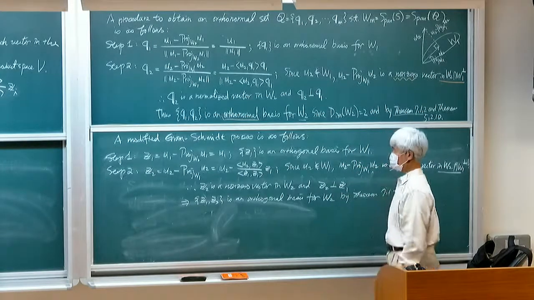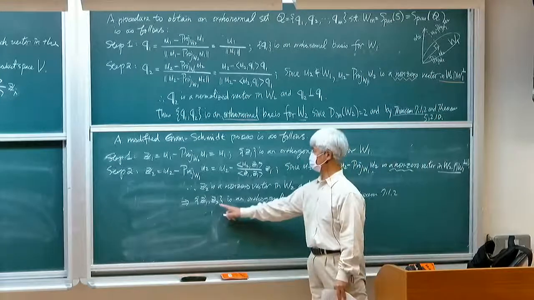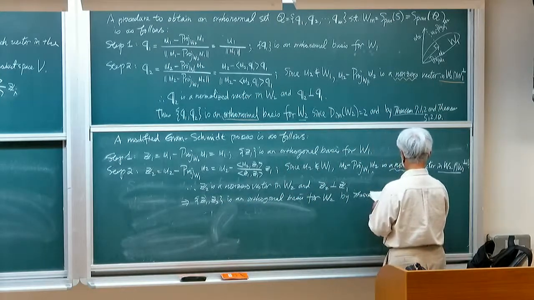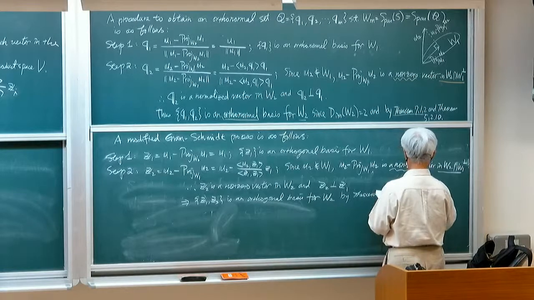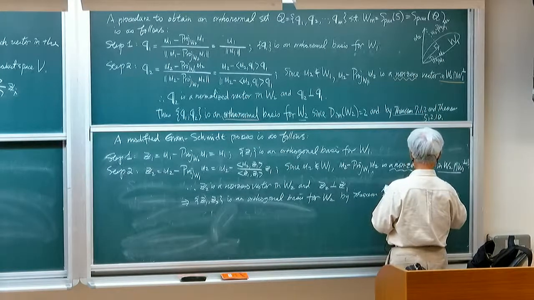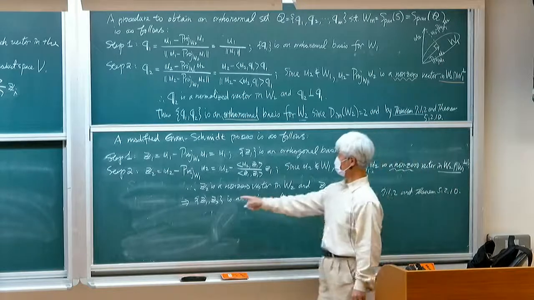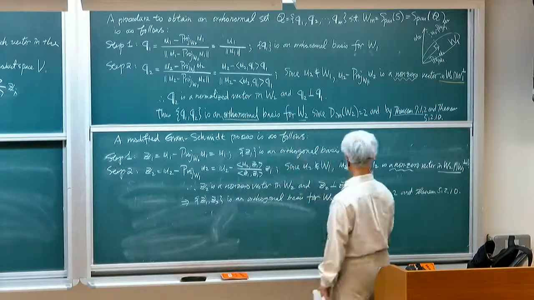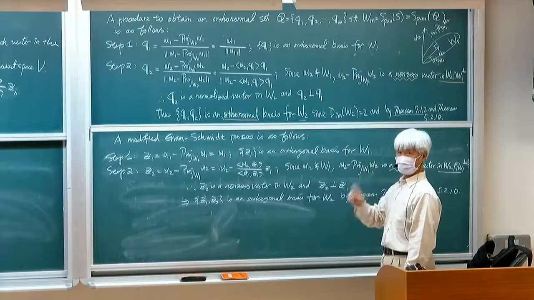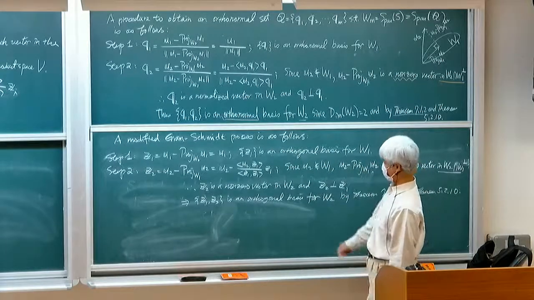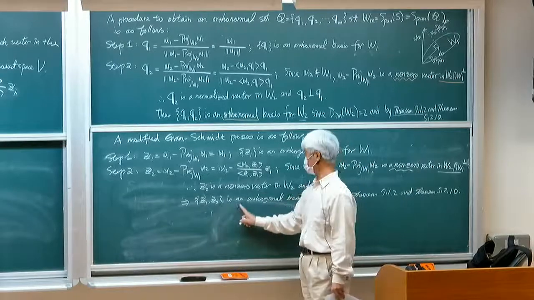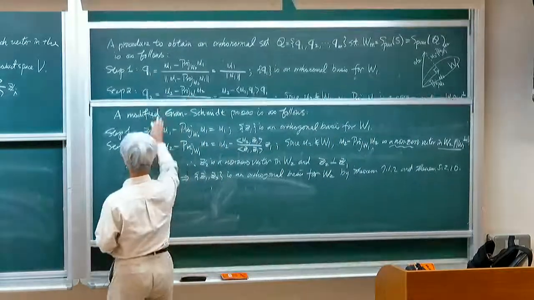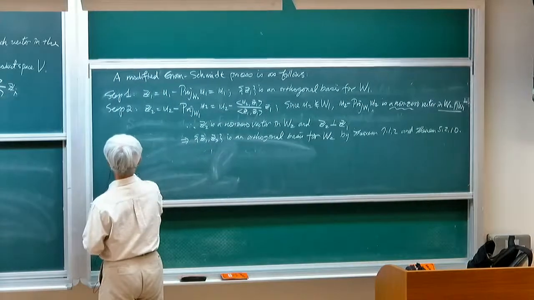All right, again, by theorem 7.1.2, which says that an orthogonal set implies a linearly independent set, and also by theorem 5.2.10, because this is a linearly independent set of size 2 and the dimension of W2 is 2, they are the same, right? And so this linearly independent set becomes a basis. Okay, so we have done the same step.